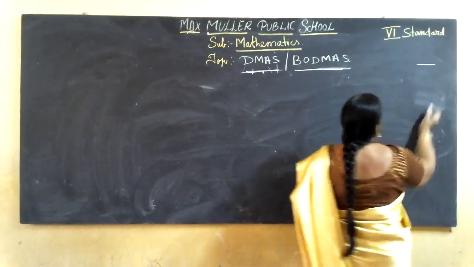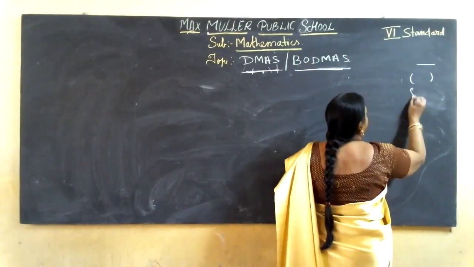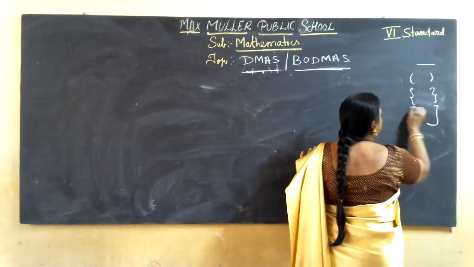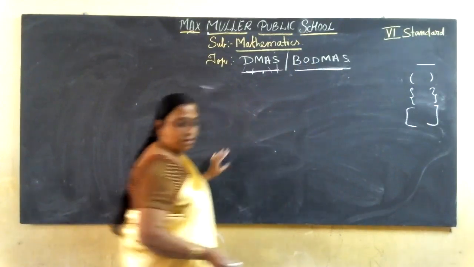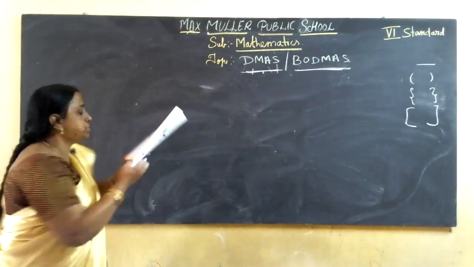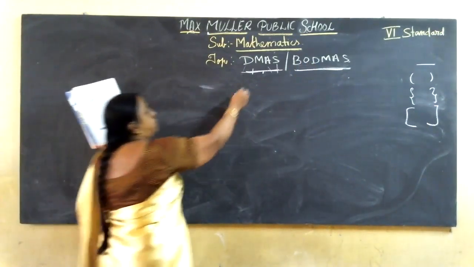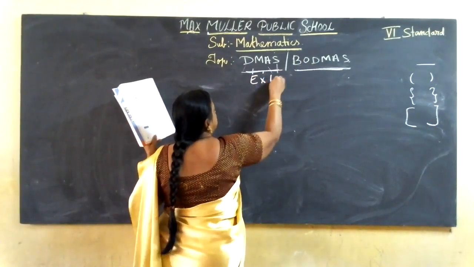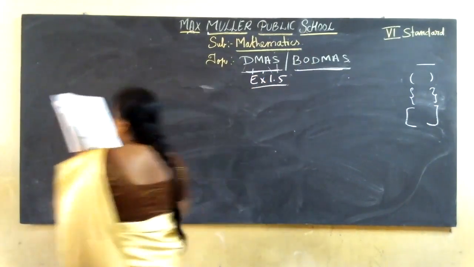So what are the types of brackets? Uni-column, round bracket, curly bracket, and square bracket. We should solve one by one. Okay, we'll go for the textbook question. Question number 1, exercise 1.5.